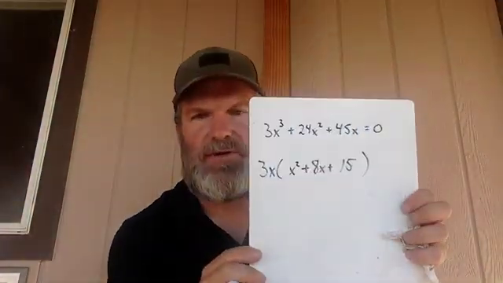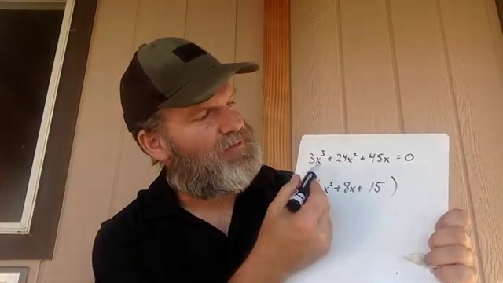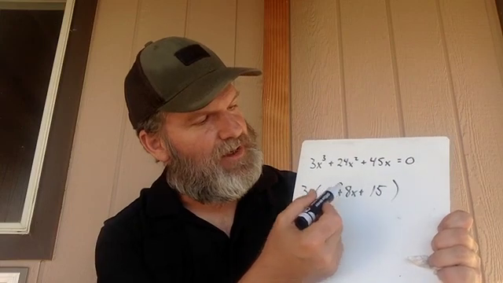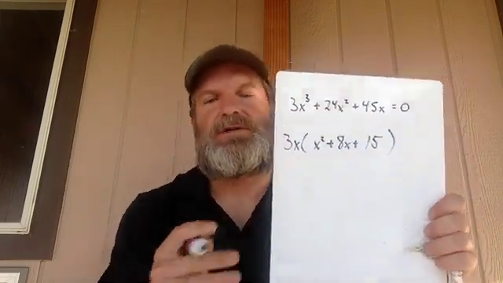All right, and you can check your work. If you distribute the 3x through, 3x times x squared, right back where you started. 3x times 8x, 24x squared, right back where you started. 3x times 15 is 45x, right back where you started. So we factored it correctly.